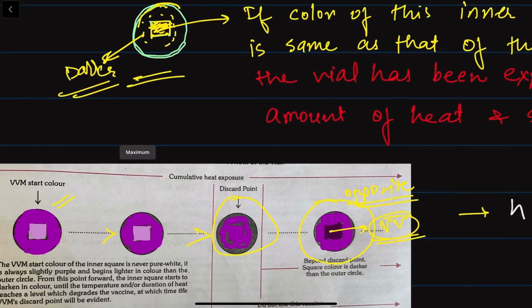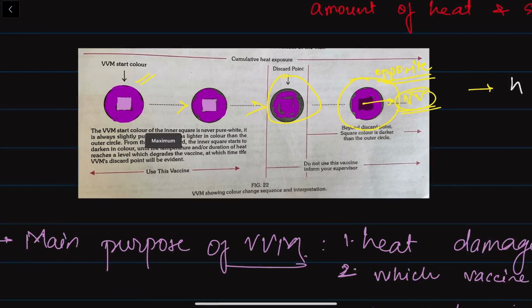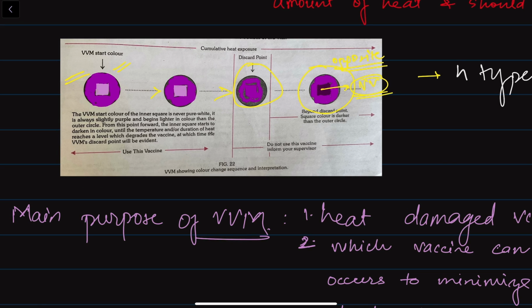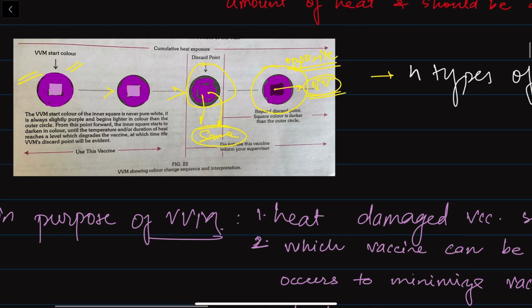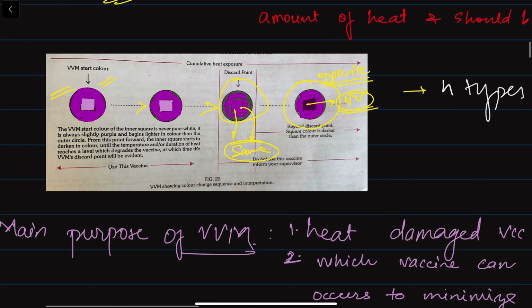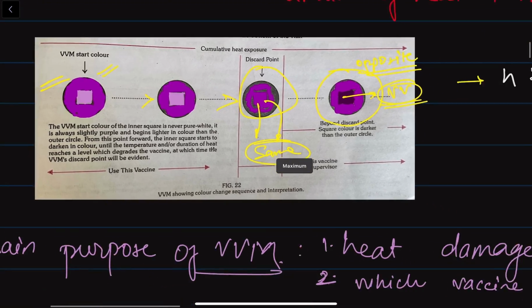Okay, so this is the diagram where you can clearly understand. This is the normal vial of vaccine. Here the inner square is faint and the outer circle is darker. Then on exposure to heat, the color of the inner square and the outer circle becomes the same. At this point you have to discard this. And this is the further stage when excess heat is exposed. Here the color of the square gets darker than the outer circle, which is exactly opposite of what a viable vaccine should have.